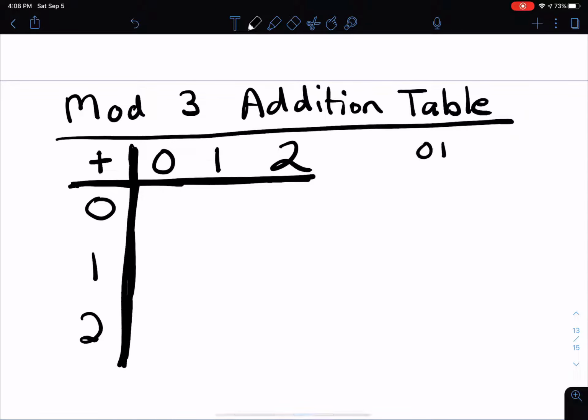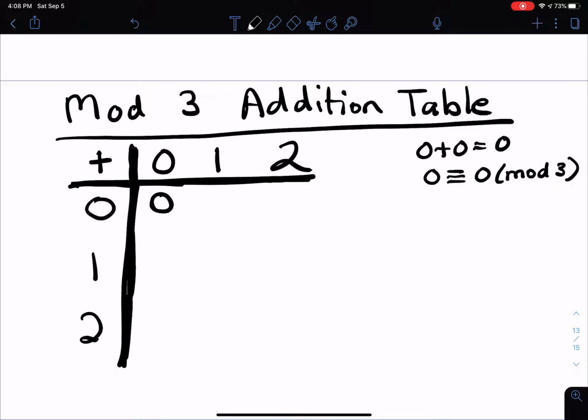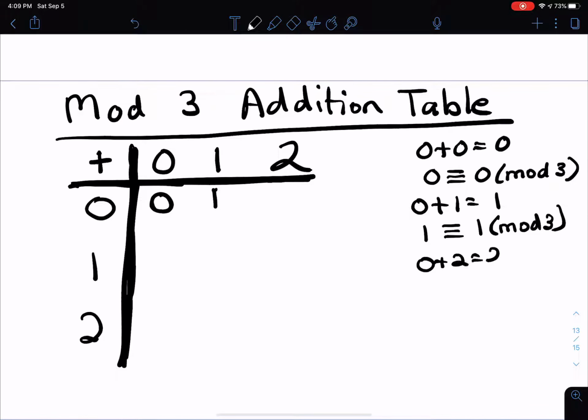If you did 0 plus 0, you get 0. And 0 is congruent to 0 mod 3. So we put a 0 here. Then if we do 0 plus 1, that's 1. And 1 is congruent to 1 mod 3. So we put a 1 here. If we did 0 plus 2, that's 2. And 2 is congruent to 2 mod 3. So put a 2 here.